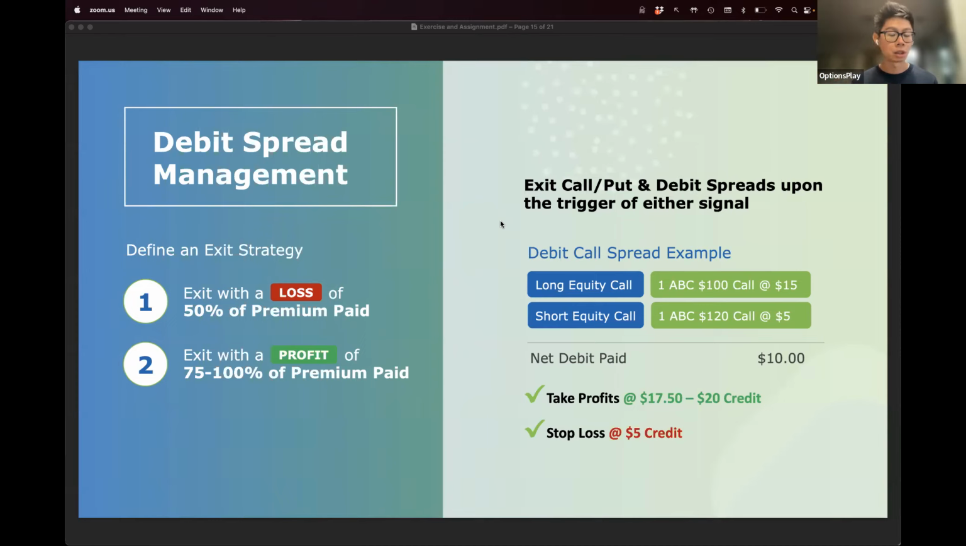When we talk about a debit spread, and this applies to even just long calls and puts, which are debit trades as well, the rule of thumb is that you should exit the trades based on one of two possible triggers. Whichever one triggers first is the rule to get out of the trade. Either the spread, or the call or put that you've traded, has lost 50% of the premium that you have paid. If it's a spread, it's the net premium that you have paid. Or start taking profits if you've made at least 75 to 100% of the premium paid.